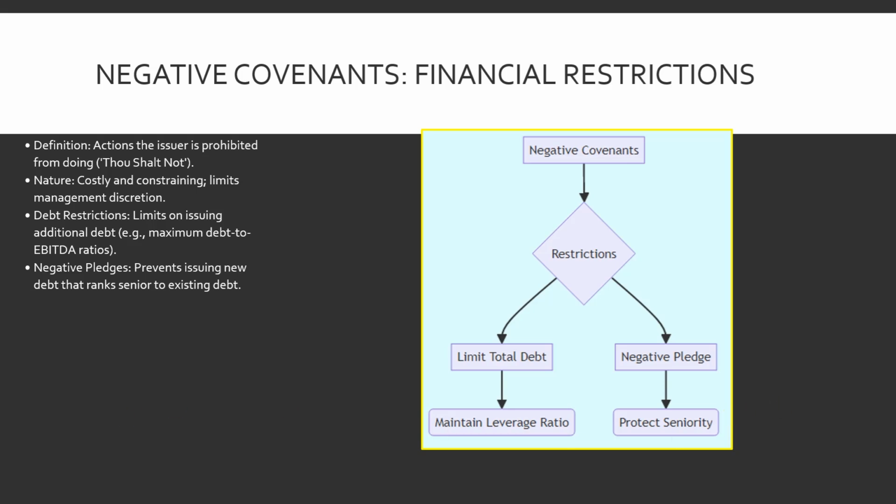If you see in the diagram, the nature of the negative covenants is more of a restriction. Basically, what an issuer cannot do. If you see here total debt, they define how much debt they can take. On the other side, the negative pledge serves to protect the seniority, ensuring no new lender cuts in line in front of you, and maintaining the leverage ratio is defining total debt. So now let's talk about the negative covenant asset and cash flow protections as the next thing.